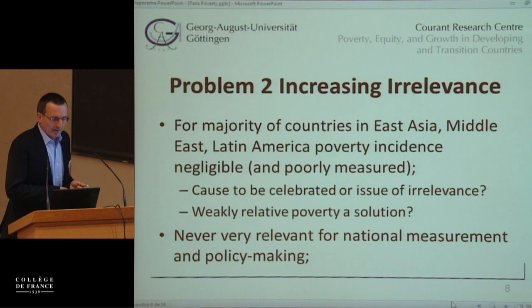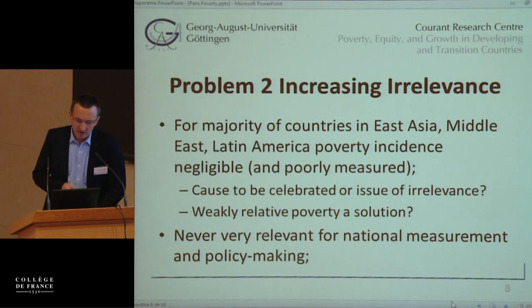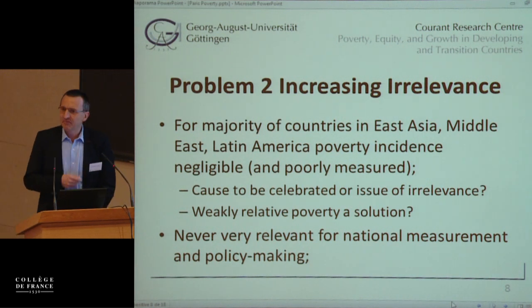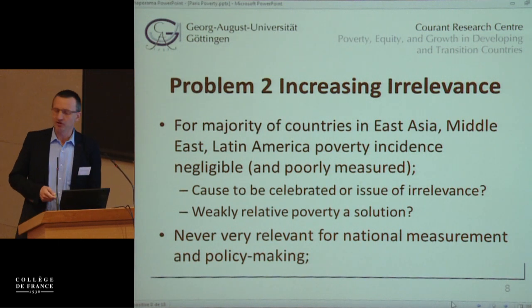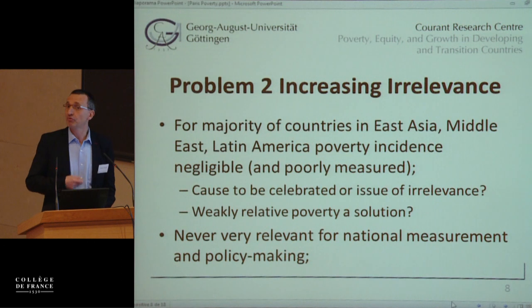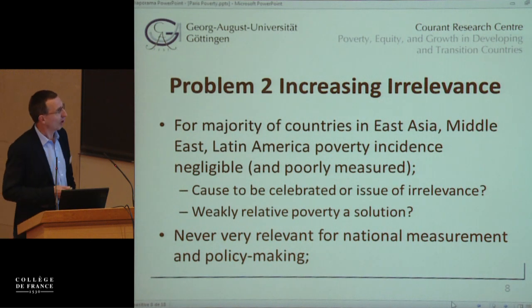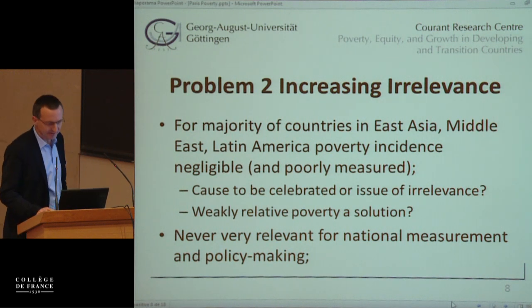So I think there is some attraction to at least also monitor this and not just focus on the $1.25. The last point is on this increasing relevance: this rate was never very relevant for national poverty-making and policy, because policymakers don't recognize that number. It's not really grounded in their own poverty measurement, and that has always been a problem. And I think this is serious.